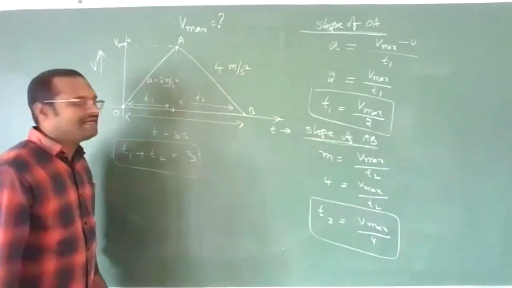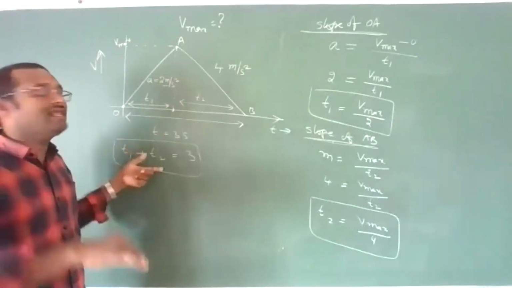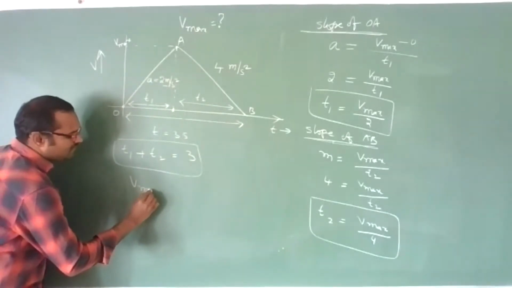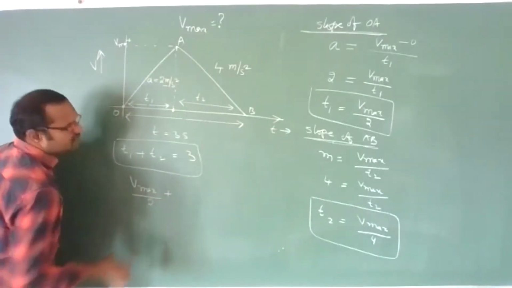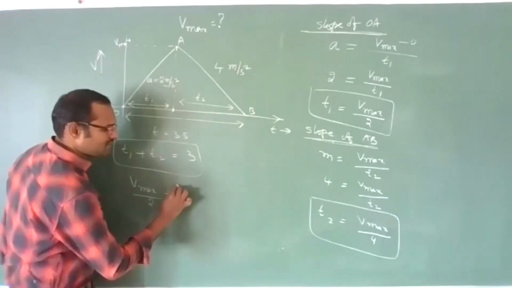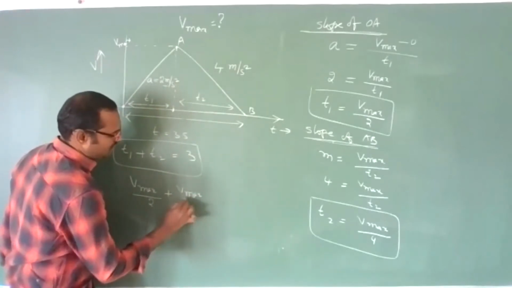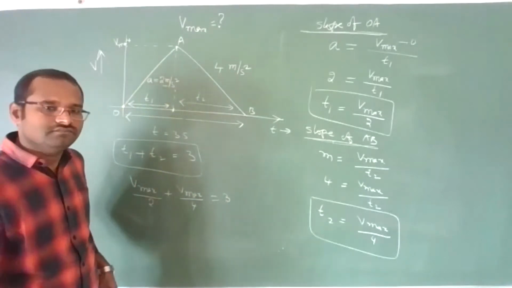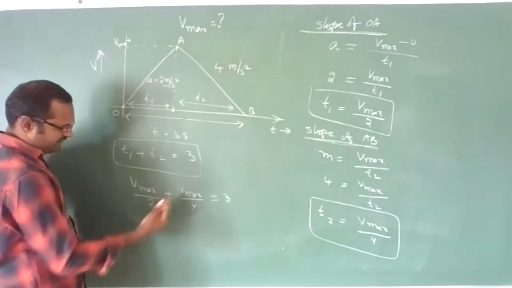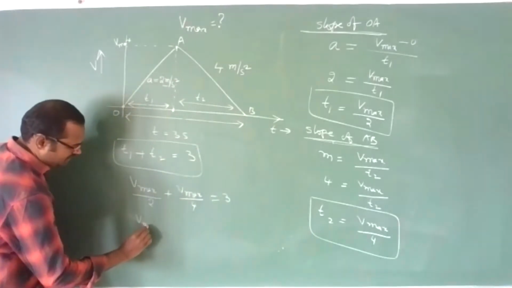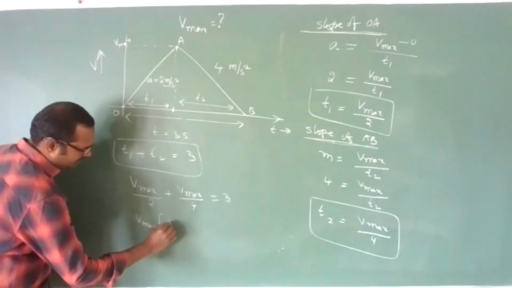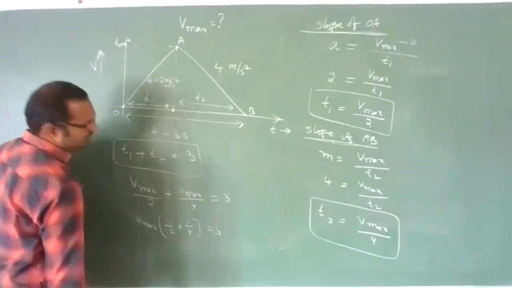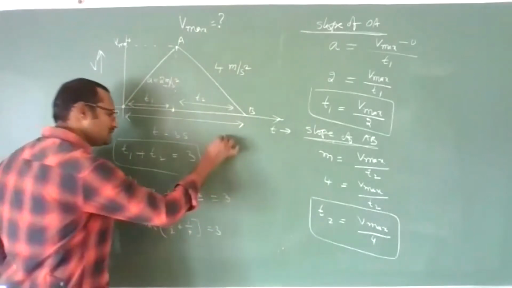But according to the question, they are saying that T1 plus T2 both together is 3 seconds. So substitute that value. T1 is V maximum by 2 plus T2, V maximum by 4, is equal to 3. Okay? So you can find the answer. So V maximum common way, 1 by 2 plus 1 by 4 is equal to 3. Correct?